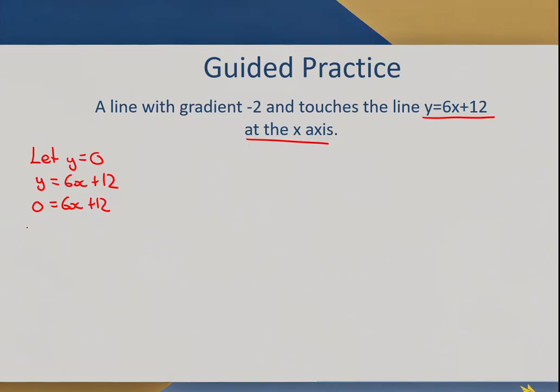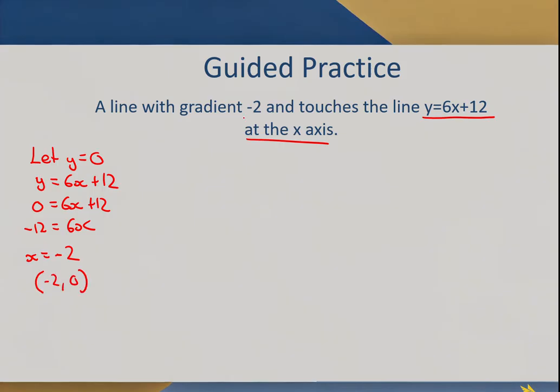I'll take 12 to the other side, so it becomes negative 12 equals 6x. And finally, I'm dividing both sides by 6. And that will give me negative 12 divided by 6 is negative 2. The next part is we know where it crosses, at negative 2 and 0.